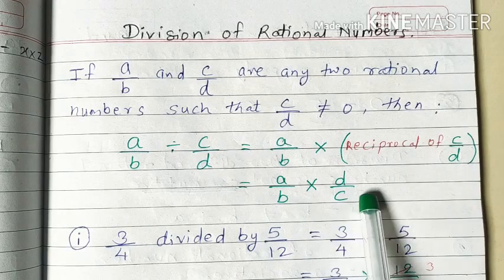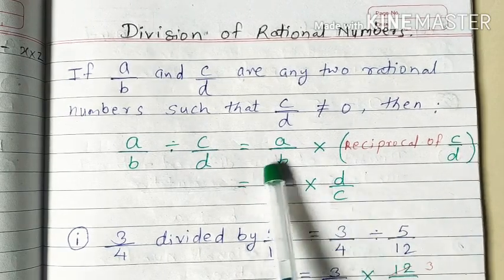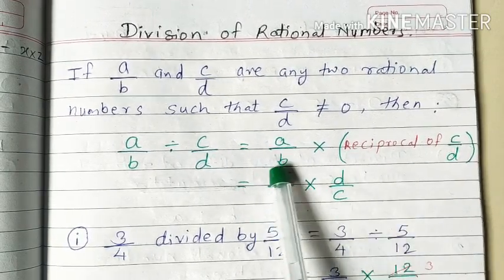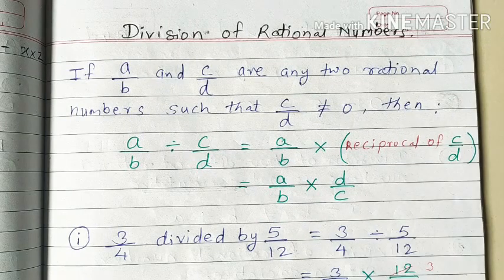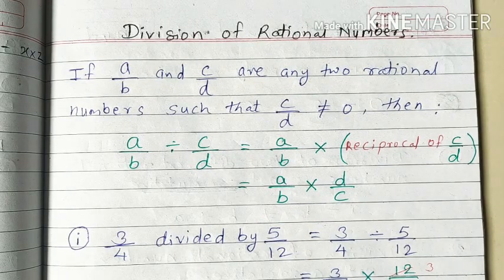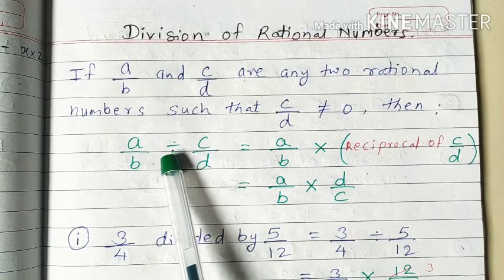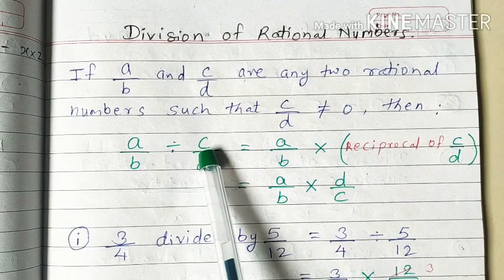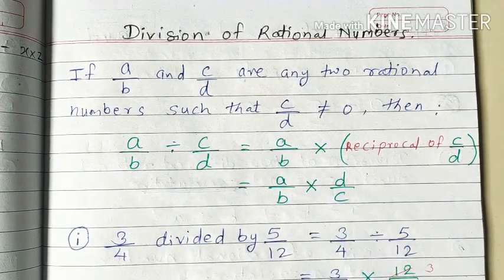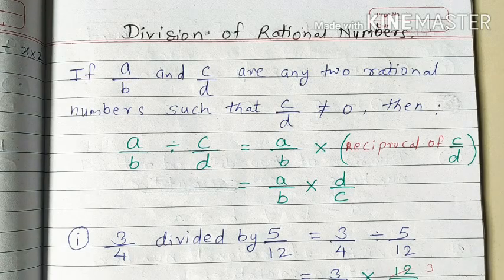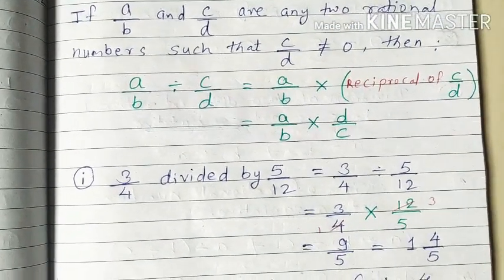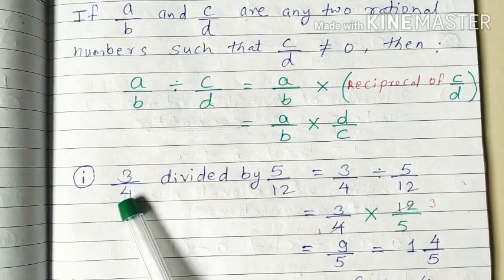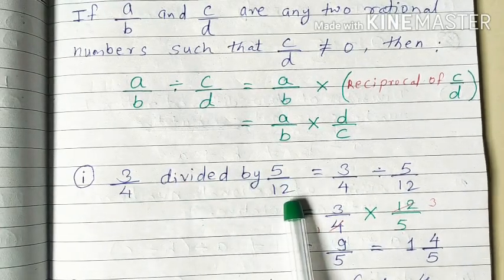So further we will solve this portion as we have solved for multiplication. Is that clear? So that means only one step is different. Division is converted into multiplication and we make a reciprocal of the second number. And further we will apply the same rules of multiplication. Is that clear? For example, 3 upon 4 is divided by 5 upon 12.